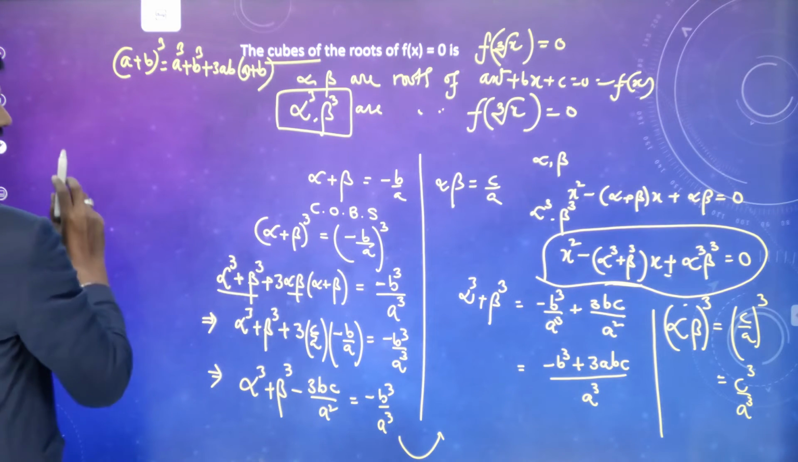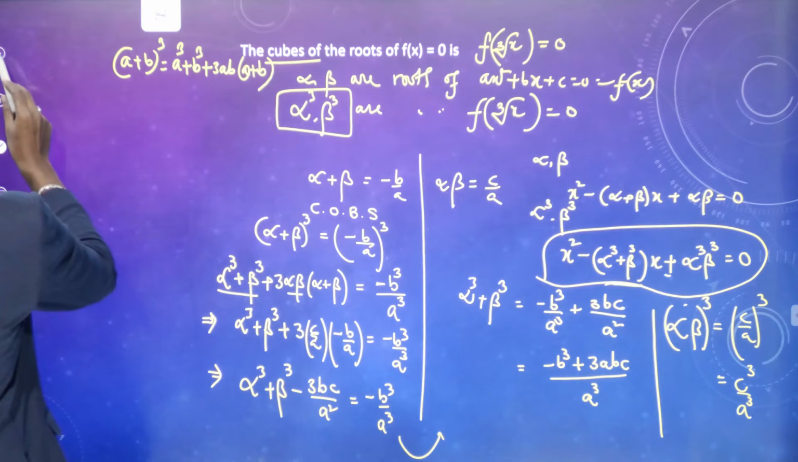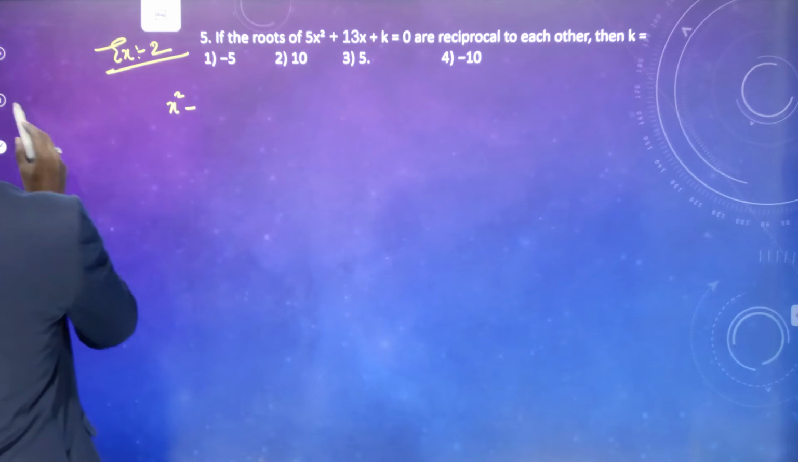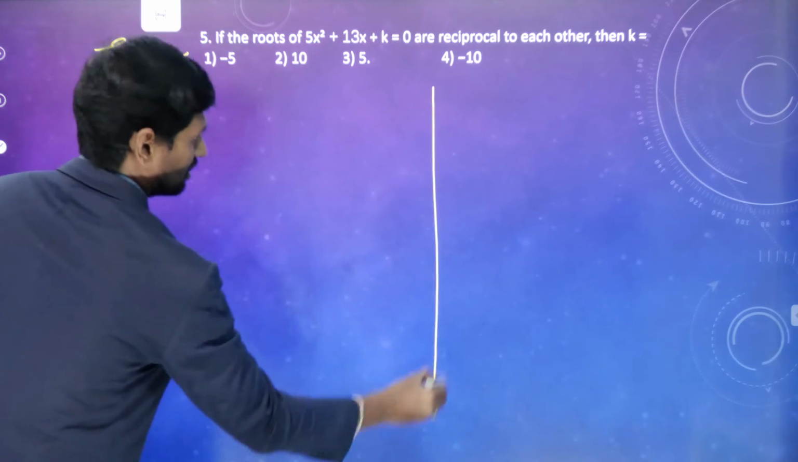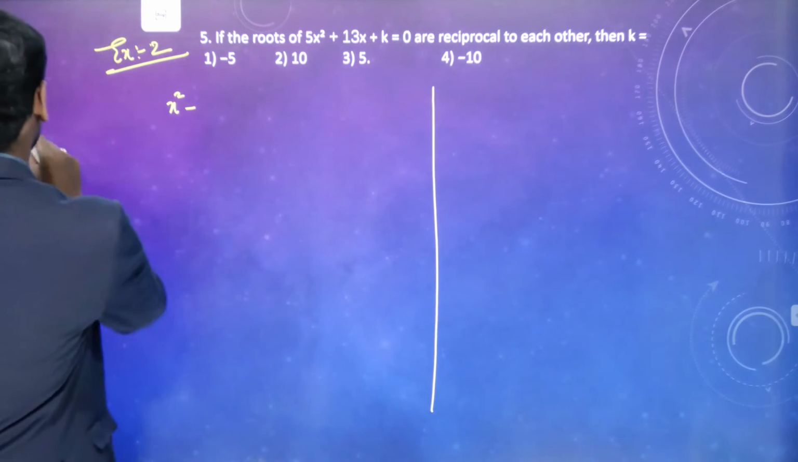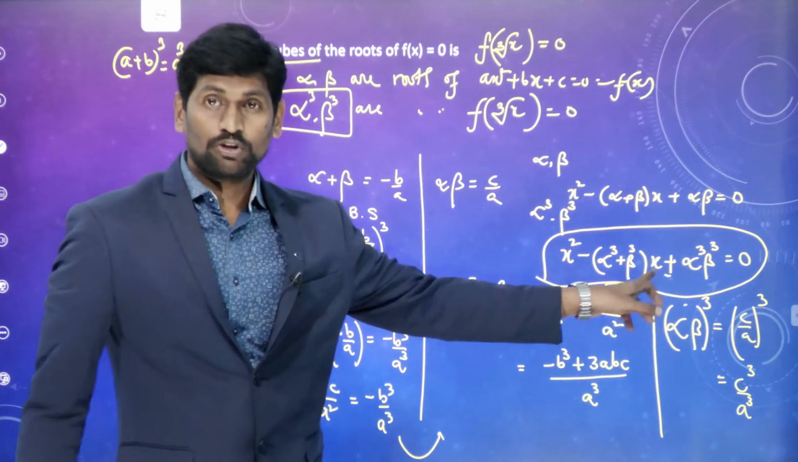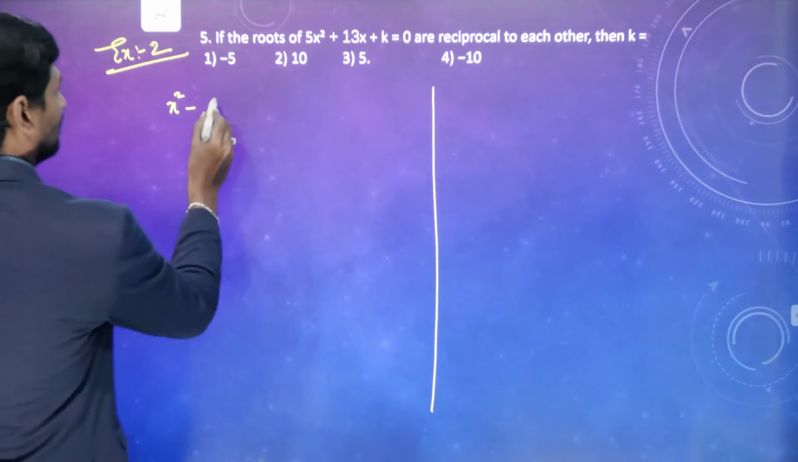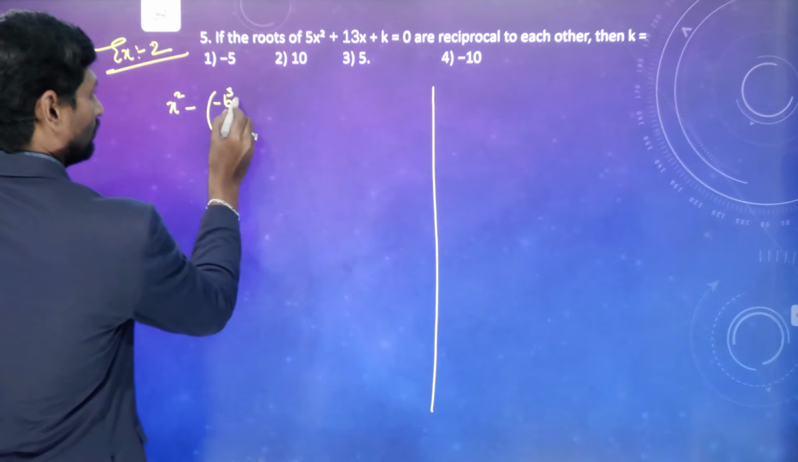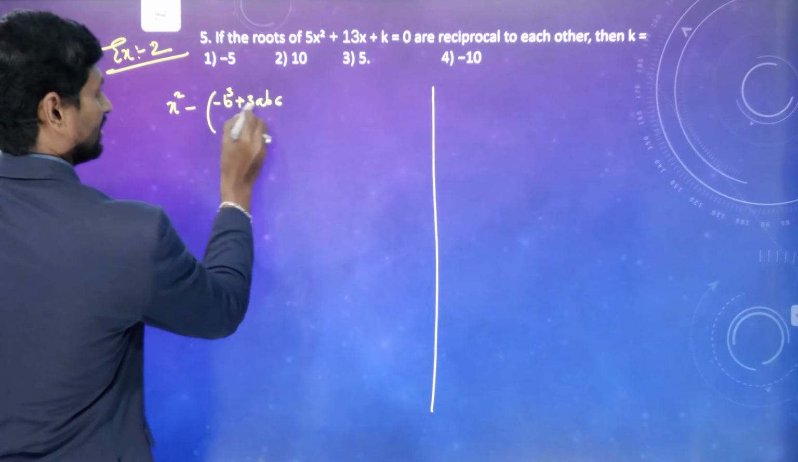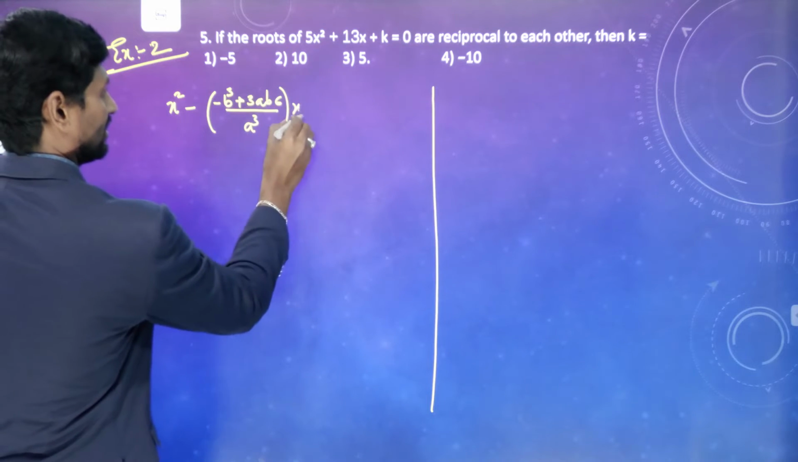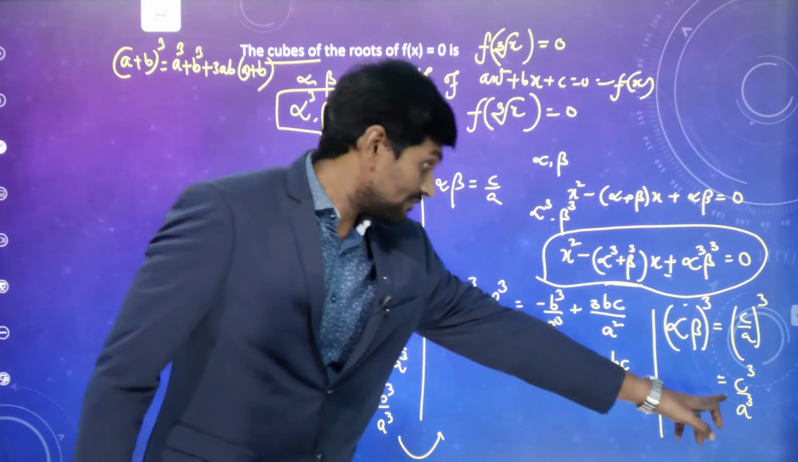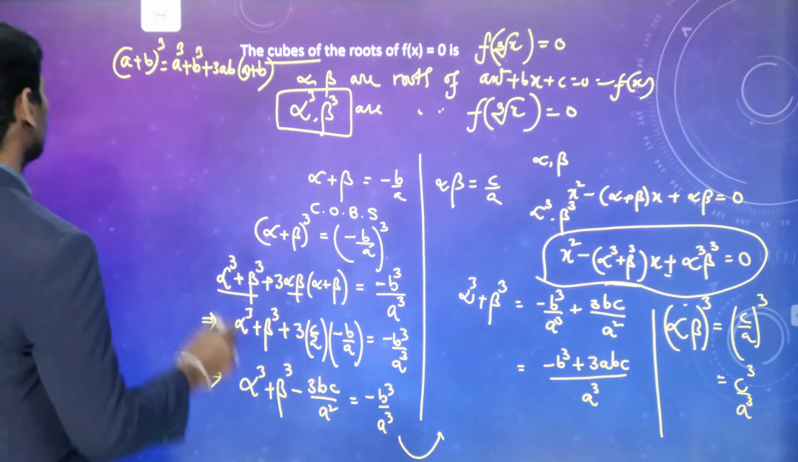Yeah, here I am substituting x square minus, we'll complete the problem here. x square minus, what is that? Alpha cube plus beta cube into x. Alpha cube plus beta cube value, this one. Minus b cube plus 3abc by a cube into x. Alpha cube into beta cube is nothing but c cube by a cube.